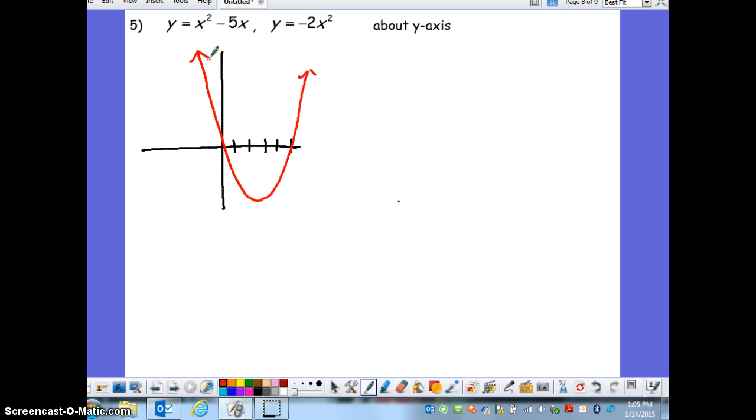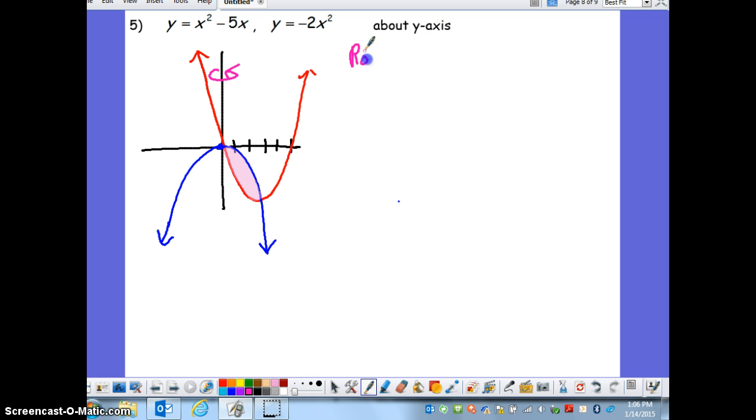y equals negative 2x squared is going to be a U that's going to be upside down because of the negative. It's going to go through the origin. And so it's going to look like this. So the region that we are going to be rotating is going to be right in here, between the blue and the red lines there. All right, it says it wants us to rotate it around the y-axis. So rotating around the y-axis, that's going to be right there.